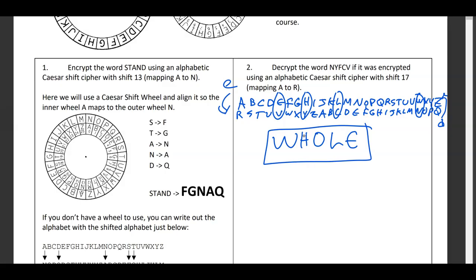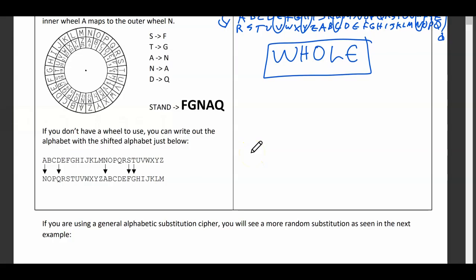Now, if you didn't have the shift 17 mapping A to R, you could just count 1, 2, 3, 4, 5, 6, 7, 8, 9, 10, 11, 12, 13, 14, 15, 16, 17 is an R. Now you know A goes to R. So the shift of 17, just move 17 down the alphabet, and that's how you know what letter is mapped to A. Not too bad.